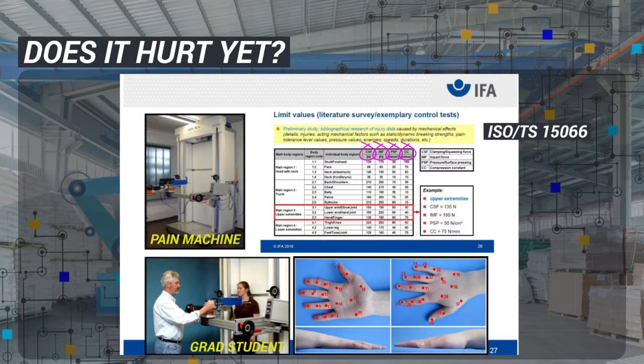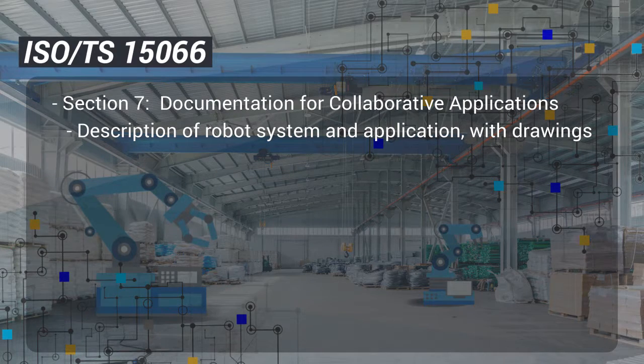Section 7 of 15066 addresses verification and validation, but not collision force testing. This section starts out by listing the documentation recommended for collaborative applications, including a description of the robot system, the application, and the tooling, along with drawings of the work cell. The specific safeguards for the application need to be described in detail.